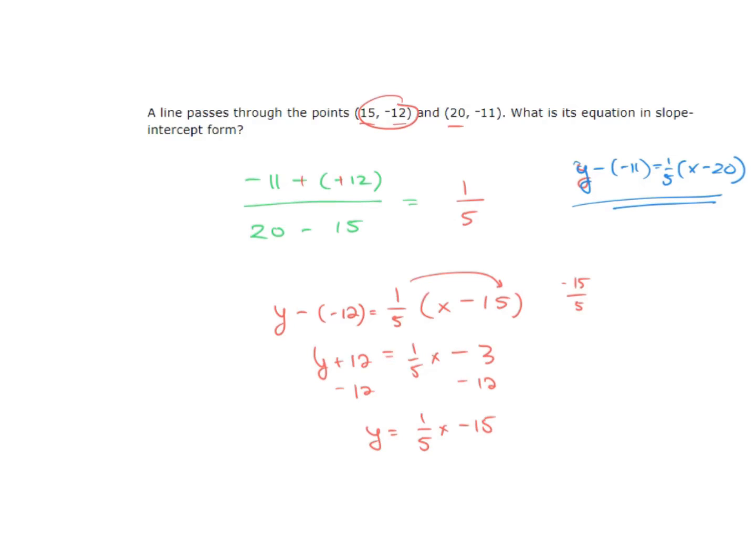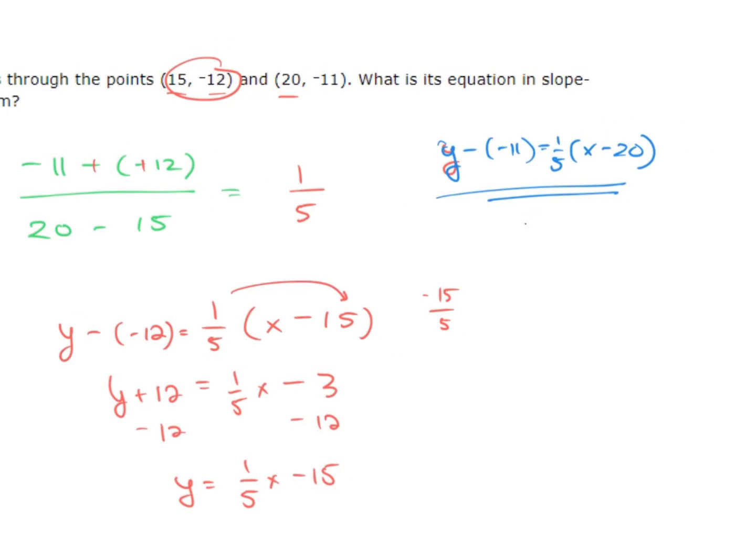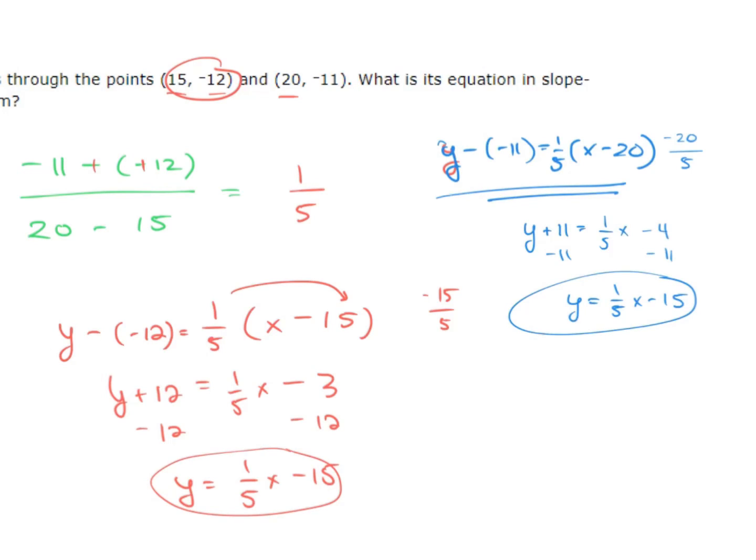So if I'm looking at this here in blue now, y plus 11 is equal to 1/5 x. I end up with a negative 20 over 5. I was just checking my work from the previous, which ends up being negative 4. And if I minus 11 from both sides, notice I end up with the same y equals mx plus b with a slope of 1/5 and the y-intercept of negative 15. So both actually worked for me in either case, and that's what you're working with.